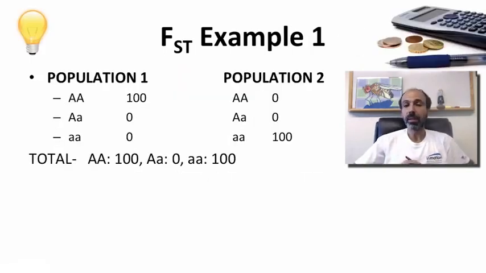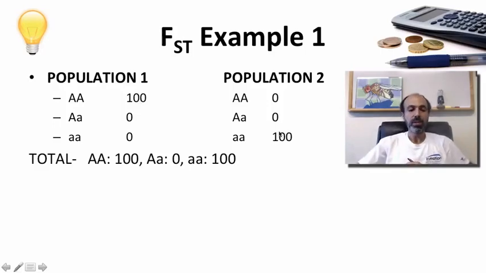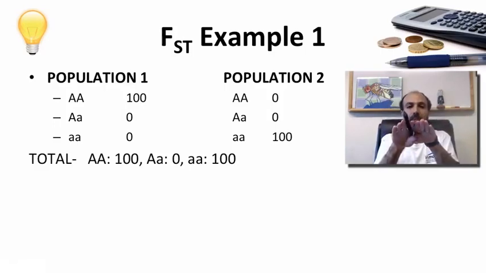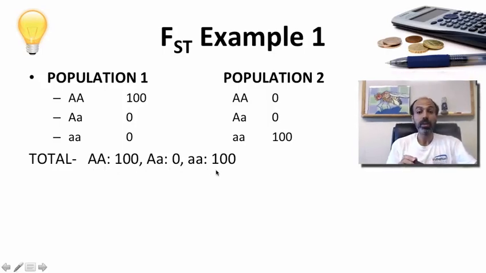So let's say there's an example, as I mentioned to you, of a fixed difference. Population 1, everybody's big A. Population 2, everybody's little a. So here are the totals. Now let's imagine we're sampling these two populations together, and we have to assume that we're sampling similar numbers here to calculate FST correctly. So here's our pooled population sample: 100, 0, 100.